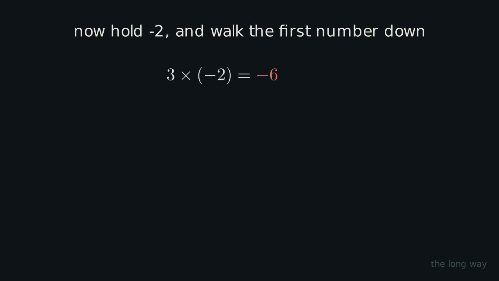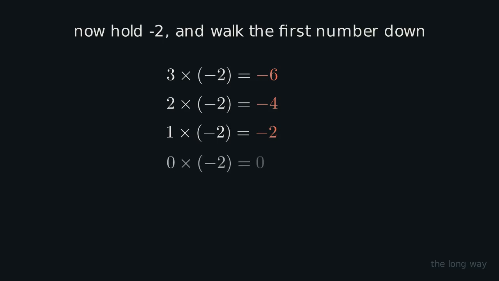3 times negative 2 is negative 6. 2 times negative 2 is negative 4. 1 times negative 2 is negative 2. 0 times negative 2 is 0. This time, every step down the ladder, the answer rises by 2. So watch what has to happen next.